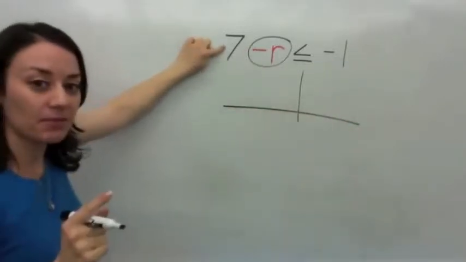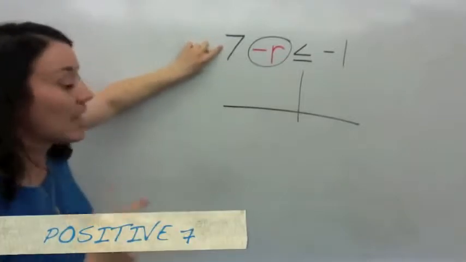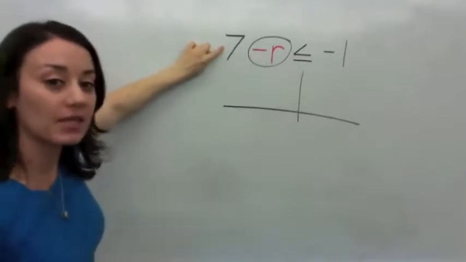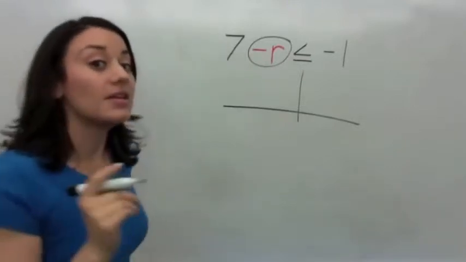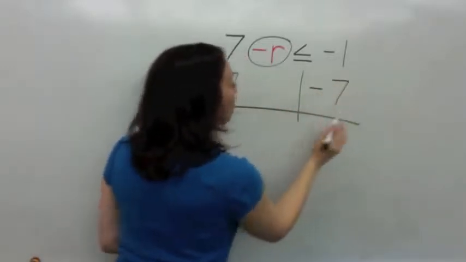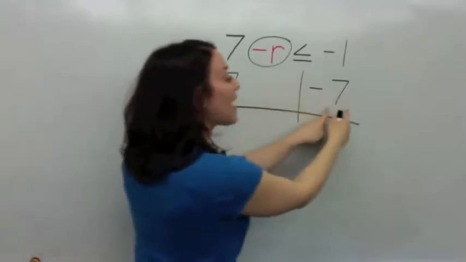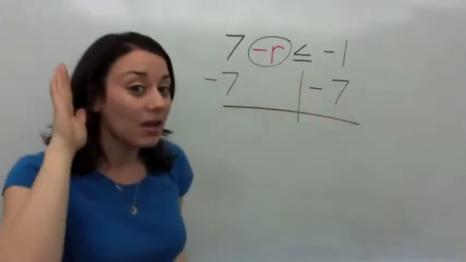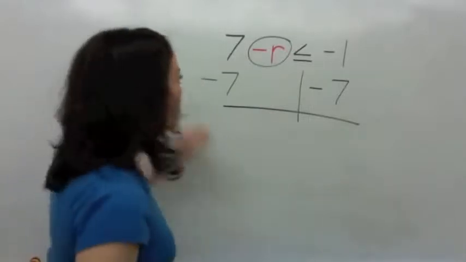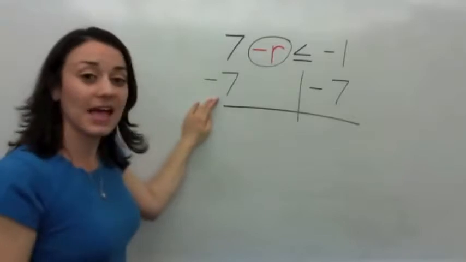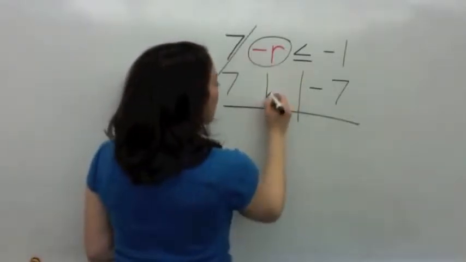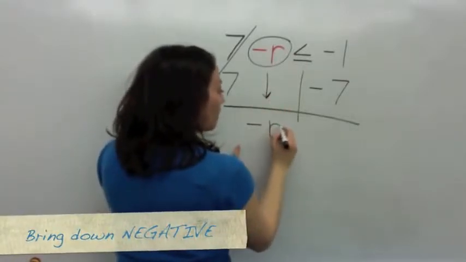Remember that this 7, because there is nothing next to it, is actually a positive 7. So what is the opposite of positive 7? Negative 7. Very good. So subtract 7 from both sides. Remember, what you do to one side, you have to do the same thing to the other. Good. So you have 7. Take away 7. That's 0. Bring down the negative r.